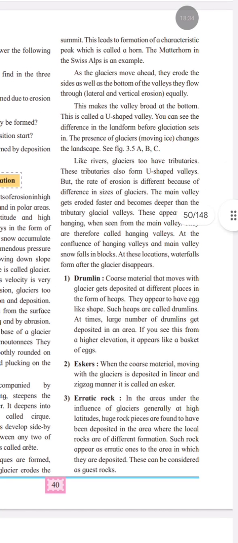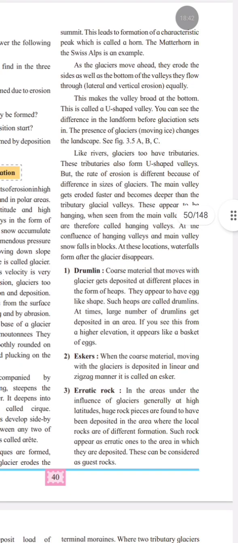Now, hanging valley is also there. Glaciers can also have tributaries. The main glacier erodes its valley faster than the smaller tributary glaciers. Therefore, tributary valleys remain at a higher level compared to the main valley. These are called hanging valleys. After the glacier disappears, waterfalls may develop where hanging valleys meet the main valley.